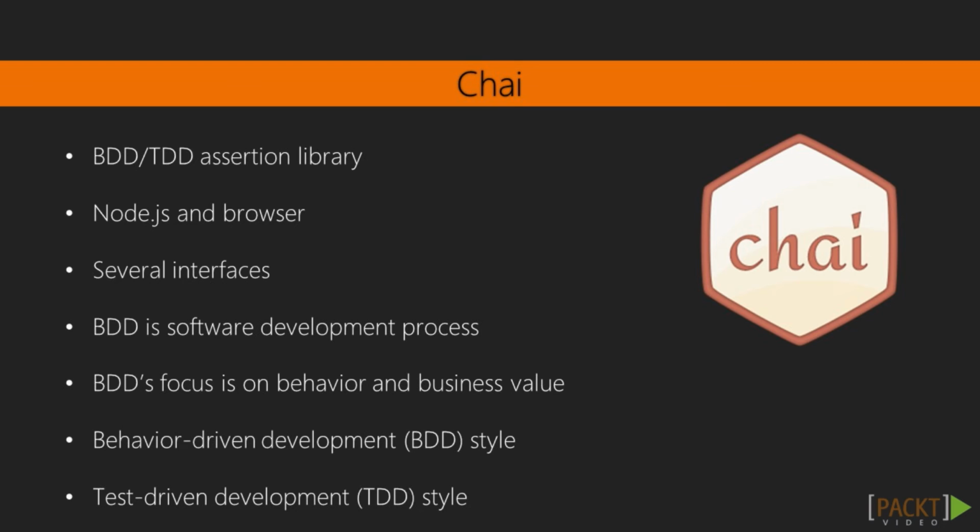Behavior-driven development is the software development process that emerged from test-driven development. BDD focus is the desired behavior and the business value a feature provides. BDD style provides an expressive language and readable style. TDD style is a classic testing style and works by asserting values. Chai can be installed with npm install command.